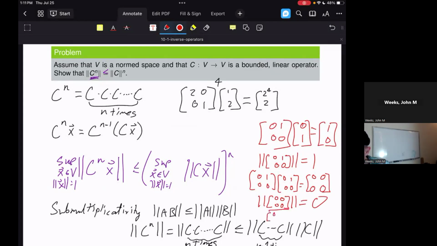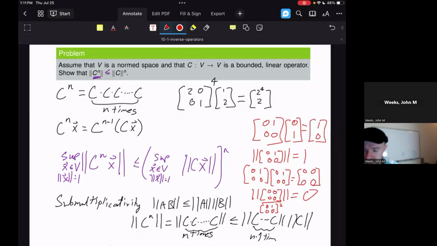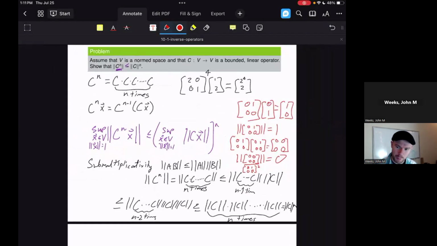So you can see how I can get a strictly less than sign by looking at something here, which is the matrix 0, 1, 0, 0 quantity squared. That norm is less than or equal to the norm of the original matrix squared, which was just going to be 1. So there's an example that shows that these two don't necessarily have to be equal. And a good example for that one homework problem I was referencing from before, which had to do with submultiplicativity in homework 9.